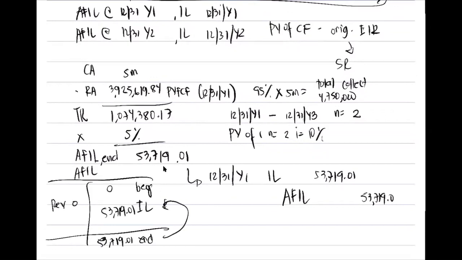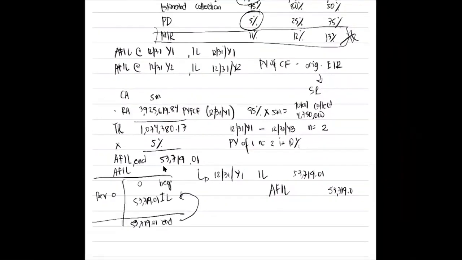53,719.01. So guys, if ever it is the beginning of the period or it is the first time that you compute for the ECL, whatever you compute is also equal to your impairment loss. So dito sa problem natin, it is our first time to compute for the ECL. So yung AFIL end na yan, yan din yung amount ng ating impairment loss. Okay? That's for December 31, year 1.